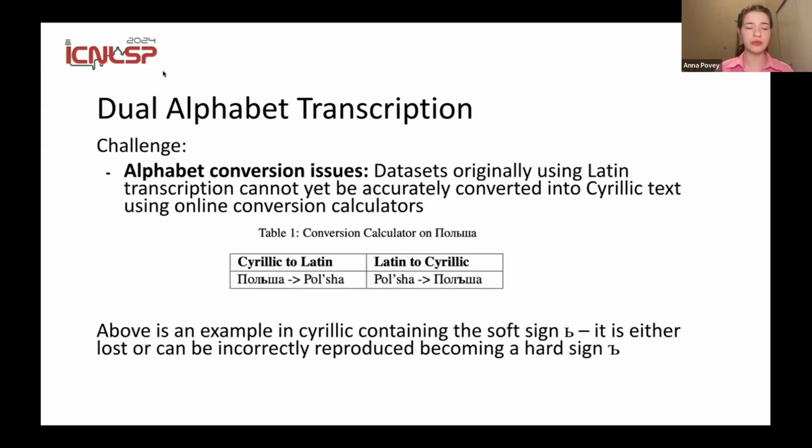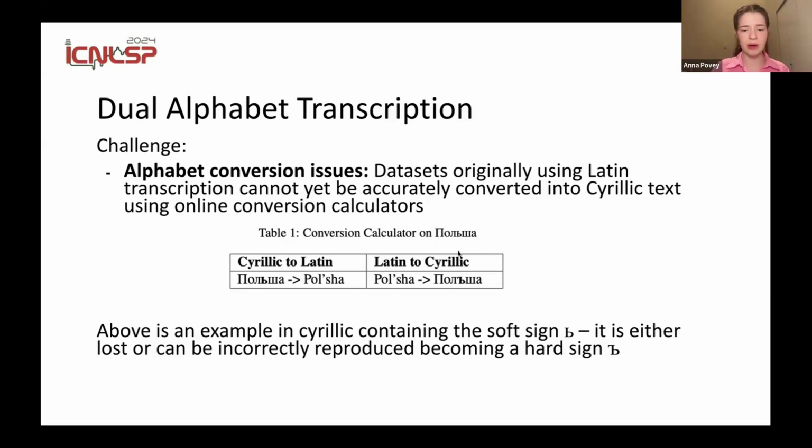We faced a challenge creating our dual alphabet transcription because the current conversion calculators are not accurate. It was already difficult to transliterate from Cyrillic to Latin. However, transliterating from Latin to Cyrillic is currently basically impossible with the current technologies because there are certain letters in the Cyrillic alphabet that get lost when transliterating to the Latin alphabet, such as the soft sign and the hard sign.